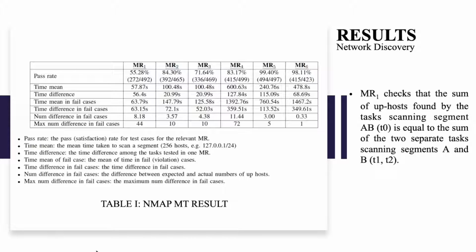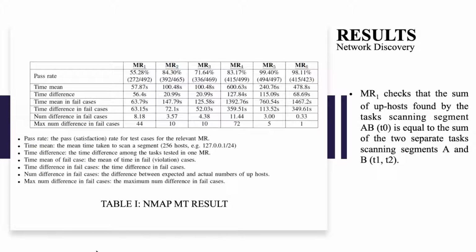Here are the test results for Nmap. MR1 checks that the app hosts found by the task scanning segment AB is equal to the sum of the 2 separate tasks scanning segments A and B. The MR1 pass rate is only 55.28%, which is much lower than the other MRs.